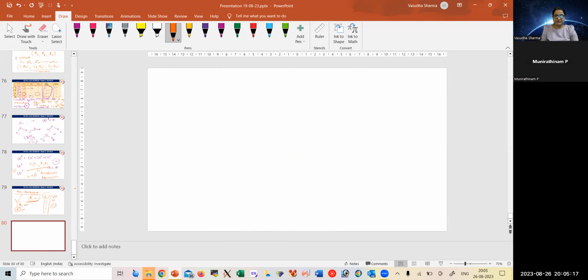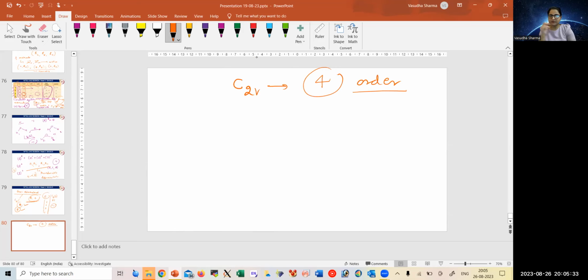So what happens is, we are talking about the mathematical thing. If I have this C2V, it is clear that the order is 4. Order is nothing but the total number of symmetry elements. It has E, C2Z, and 2 sigmas. That is clear?